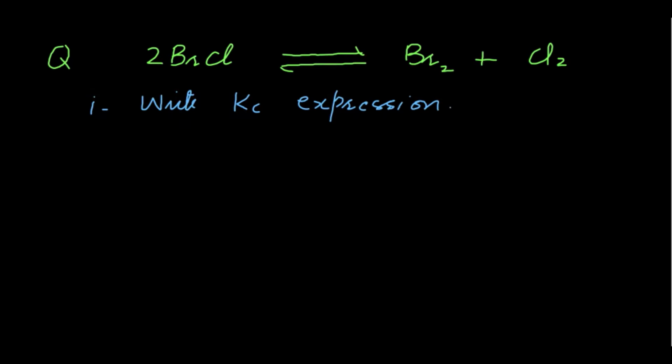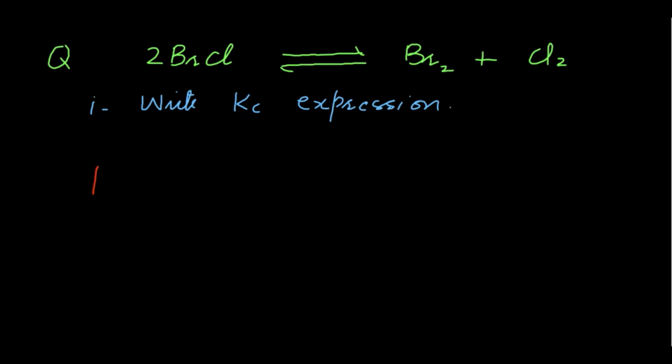The unit of Kc is clear to you, students. Now students, we will see what next question is given to us. A chemical reaction is in front of you. Bromine chloride decomposes to give bromine as well as chlorine. Now we are asked to write the Kc expression for this reaction.